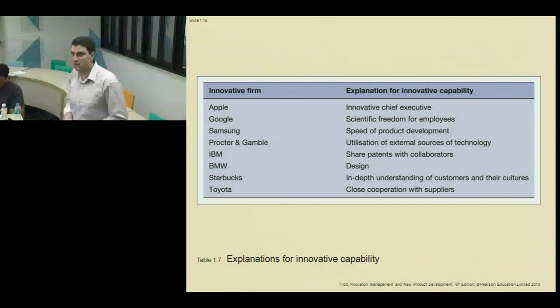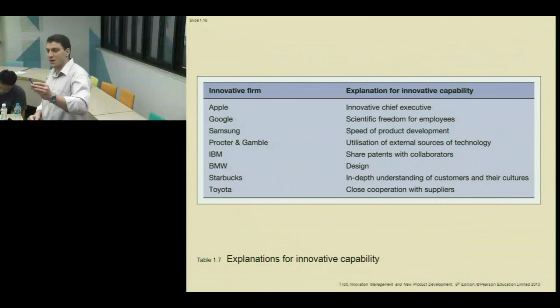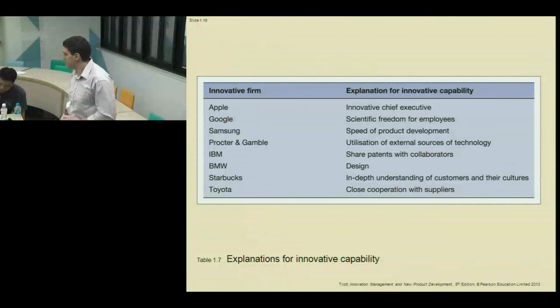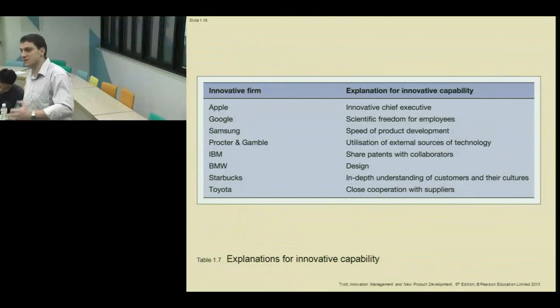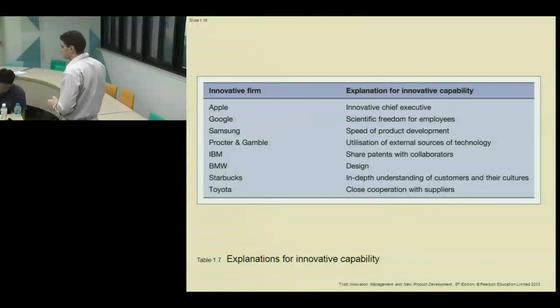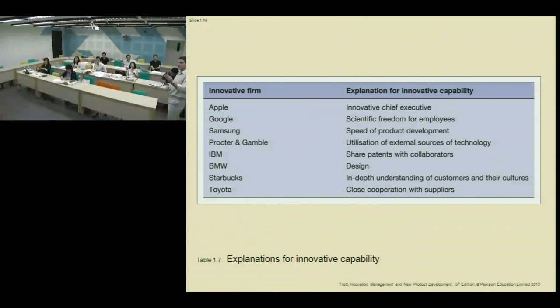A few explanations about how some companies succeed. Apple used to have an innovative CEO. Google has scientific freedom for employees. That's very creative for Google, and it works well. Samsung, on the other hand, has speed of product development. They develop products and push them to the market so fast. We have 10 or 15 different editions of Galaxy. IBM shared patents with collaborators, which was not the case with IBM and Apple back in the 80s. That's why IBM succeeds.